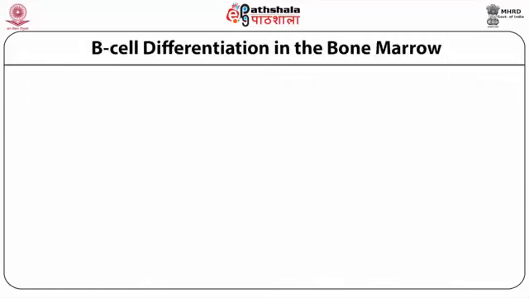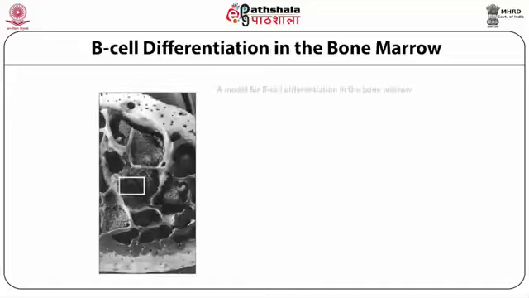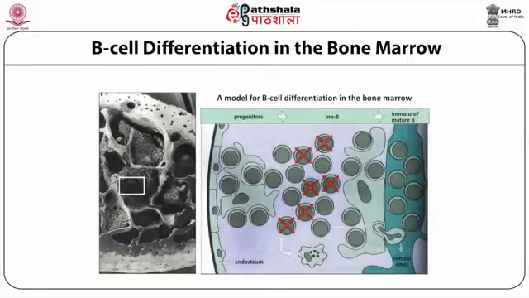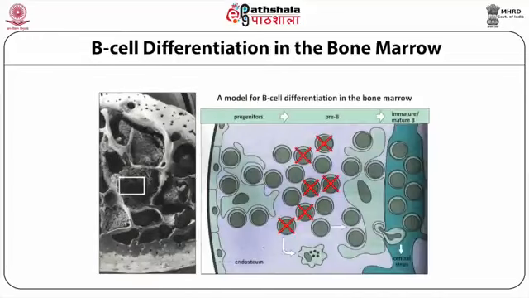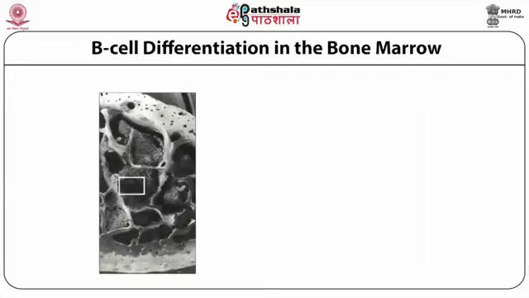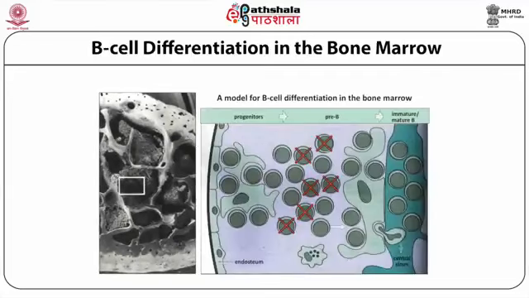Let us look at what happens in the bone marrow vis-a-vis B cell differentiation. While on the left hand side you have an actual picture of bone marrow where all this takes place, on the right hand side a model is sketched out showing the various stages of B cell differentiation in bone marrow. Stromal cells of bone marrow play a crucial role in the development of B cells.